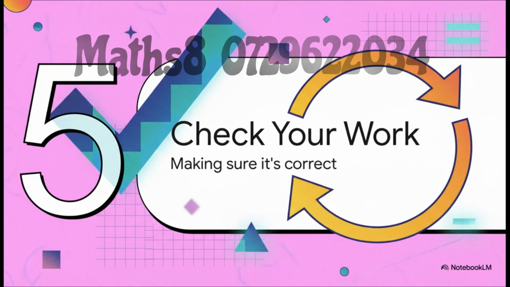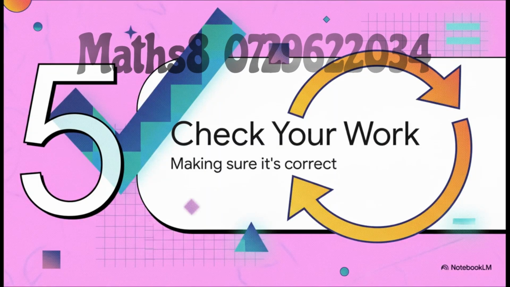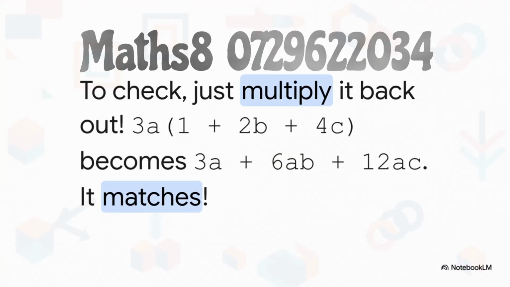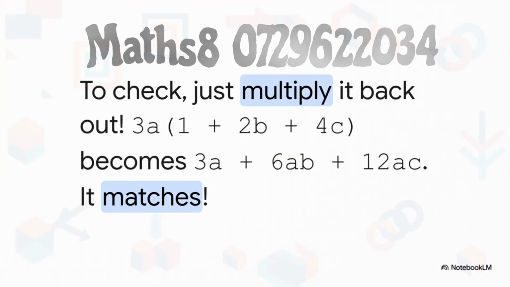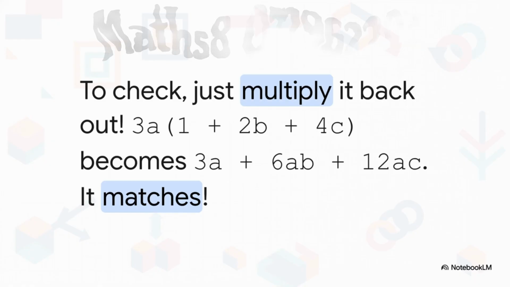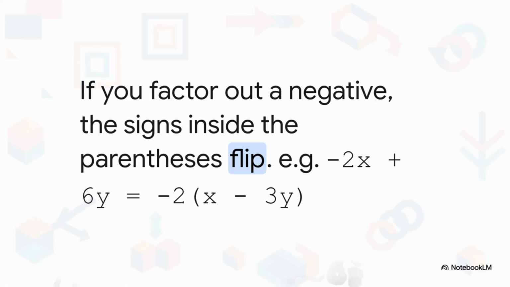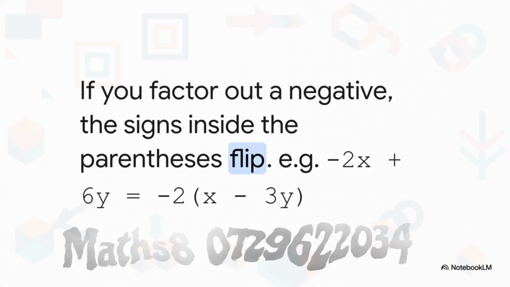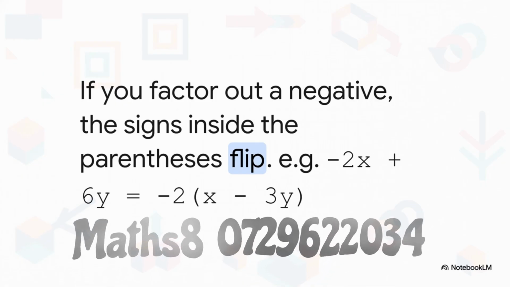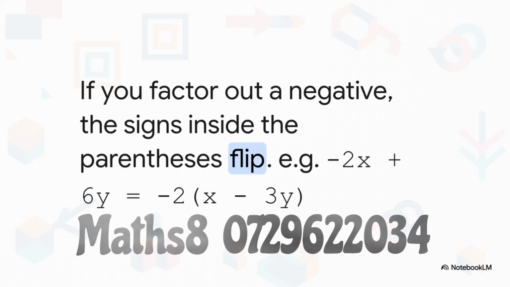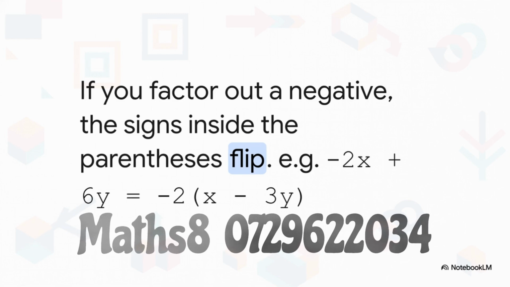But how can you be 100% sure you got the right answer? I mean, really sure. That's where our final section comes in. Let me show you a foolproof way to check your own work. It's incredibly simple. Just multiply it back out. Distribute that term on the outside to everything on the inside of the parentheses. If what you get matches the expression you started with, you know for a fact your answer is perfect. Oh, and here's a quick pro tip for when you're dealing with negative numbers. If you decide to factor out a negative, just remember to flip all the signs inside the parentheses. That's really the only trick to it.